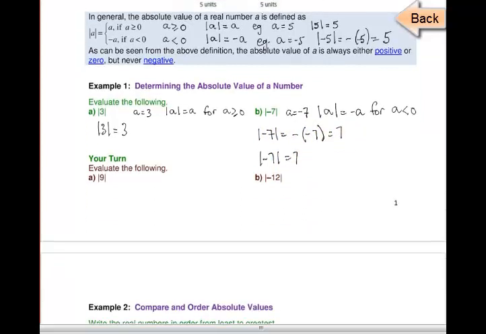So try out the next two on your own. Put the pause button on and try these ones out yourself.